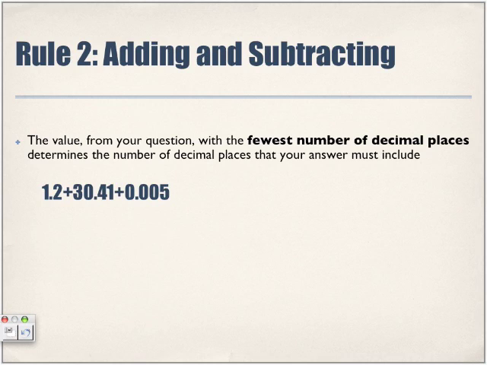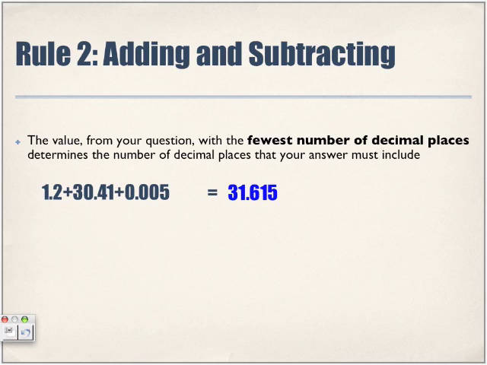Adding and subtracting. The value from your question with the fewest number of decimal places determines the number of decimal places that your answer must include. So we're going to add all these values, and we get 1.2 plus 30.41 plus 0.005. And we get a value of 31.615.